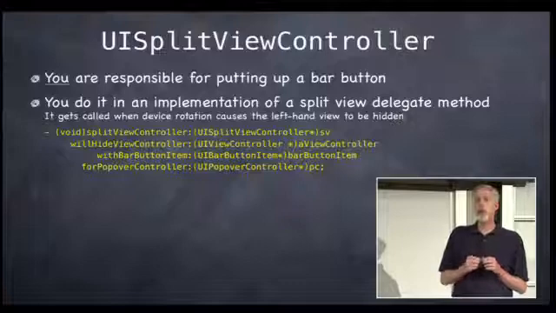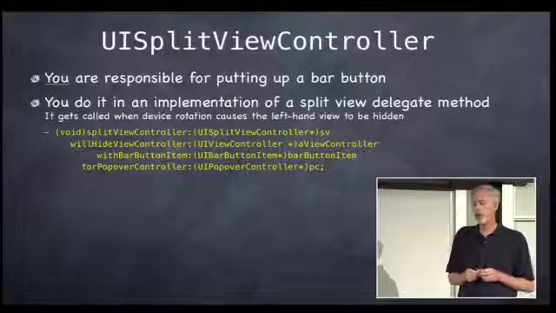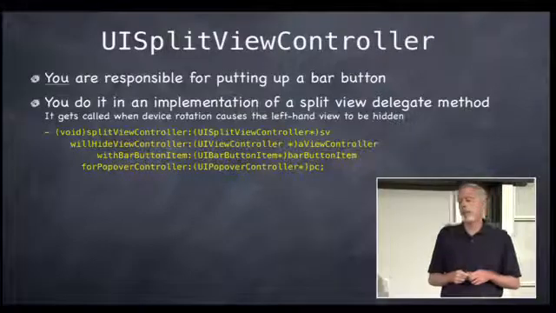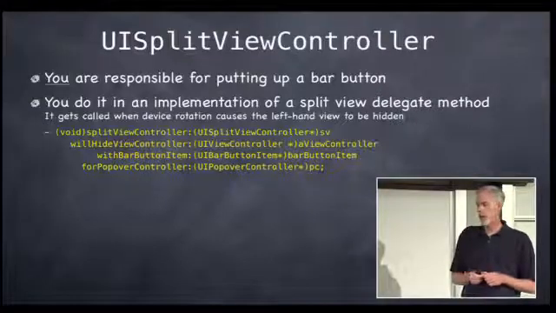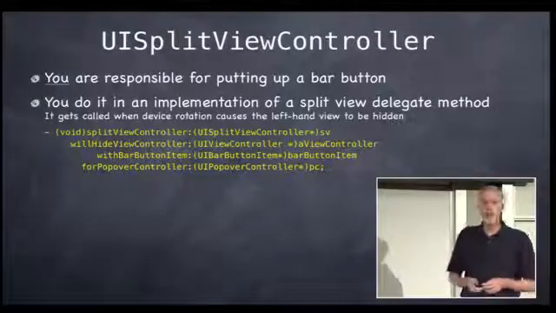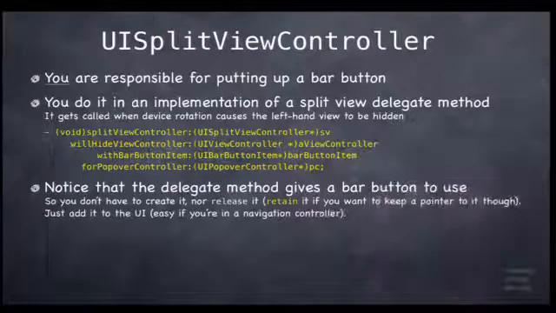You're going to set yourself as its delegate, and it's going to send you this nice delegate method, split view controller will hide view controller with bar button item for popover controller. In your implementation of this delegate method, is where you're going to put that button up there. Now, notice that you get a bar button item. You see the third argument with bar button item? That's passing you the bar button item that you can put up there. So you don't have to create that bar button item, you don't have to release it or anything. All you've got to do is take it when you get this delegate method and put it somewhere.